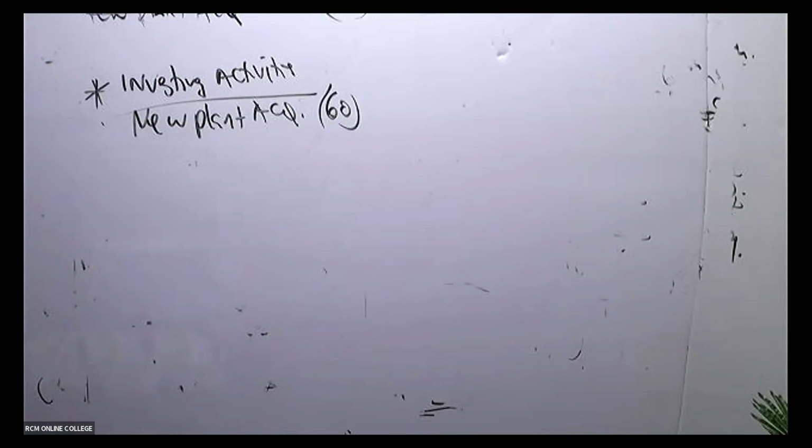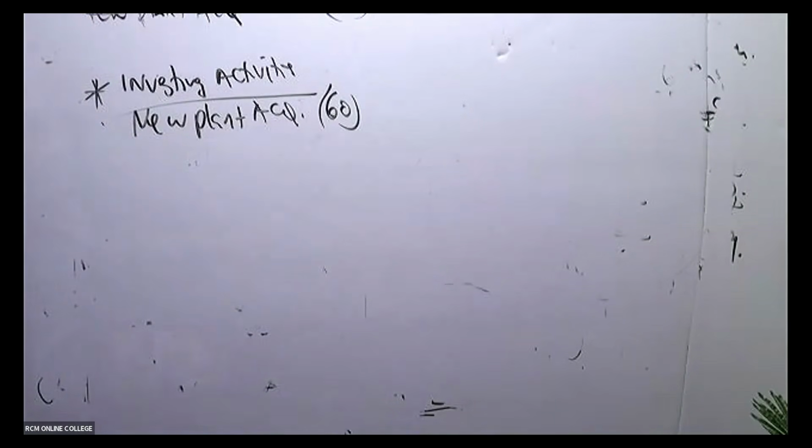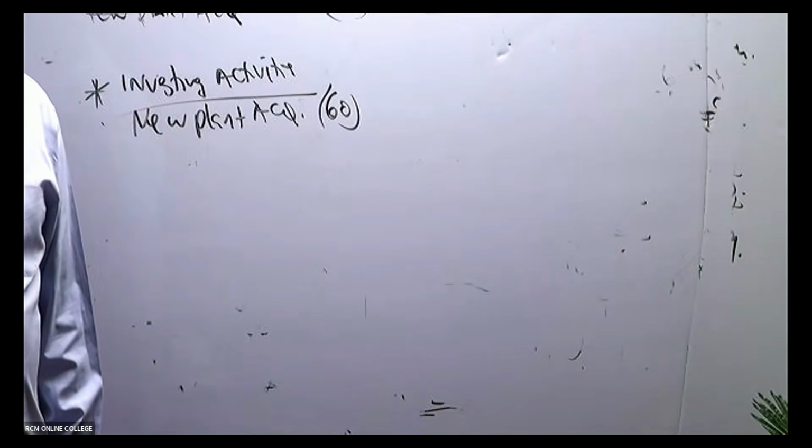Investing activities. We have here new plant acquired. We are told 60. This is an investment. We brought in a plant item. Money went away, so it's a cash outflow. I'm putting in brackets like that. So continue reading note number 3. What have they told us about note number 3?